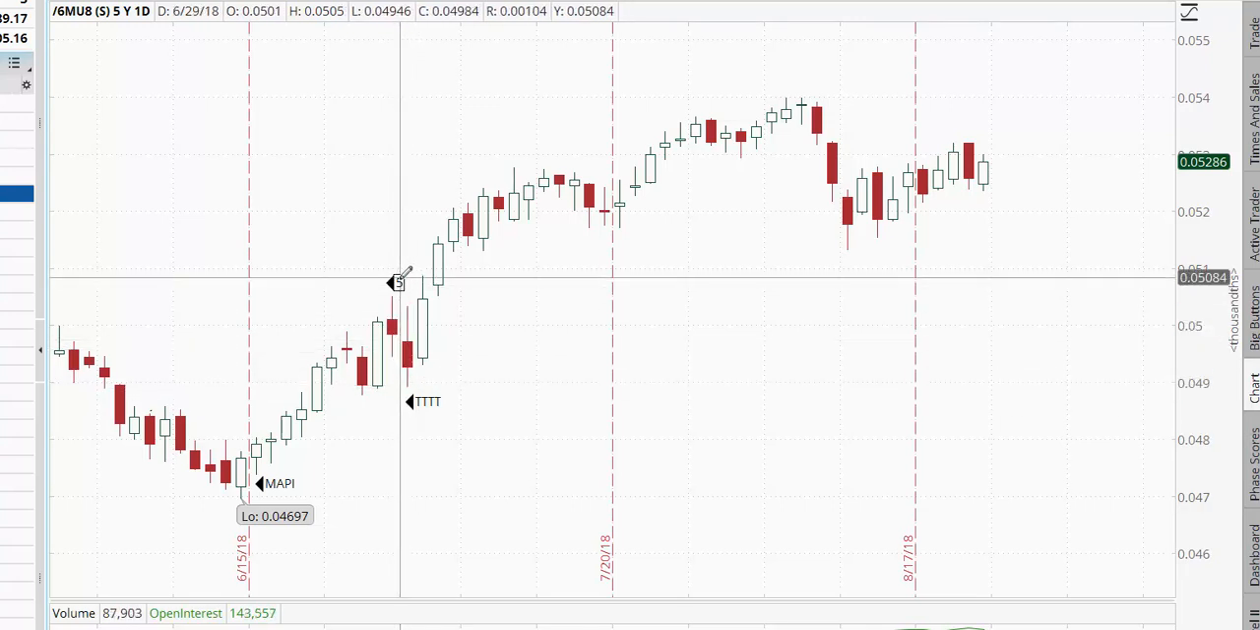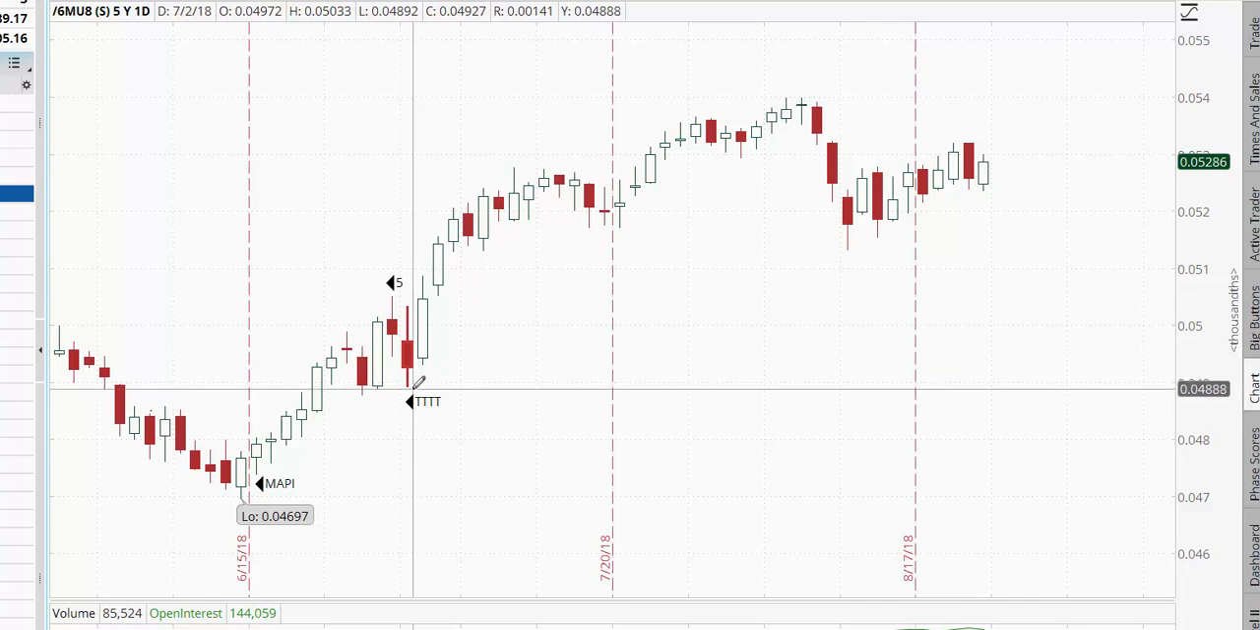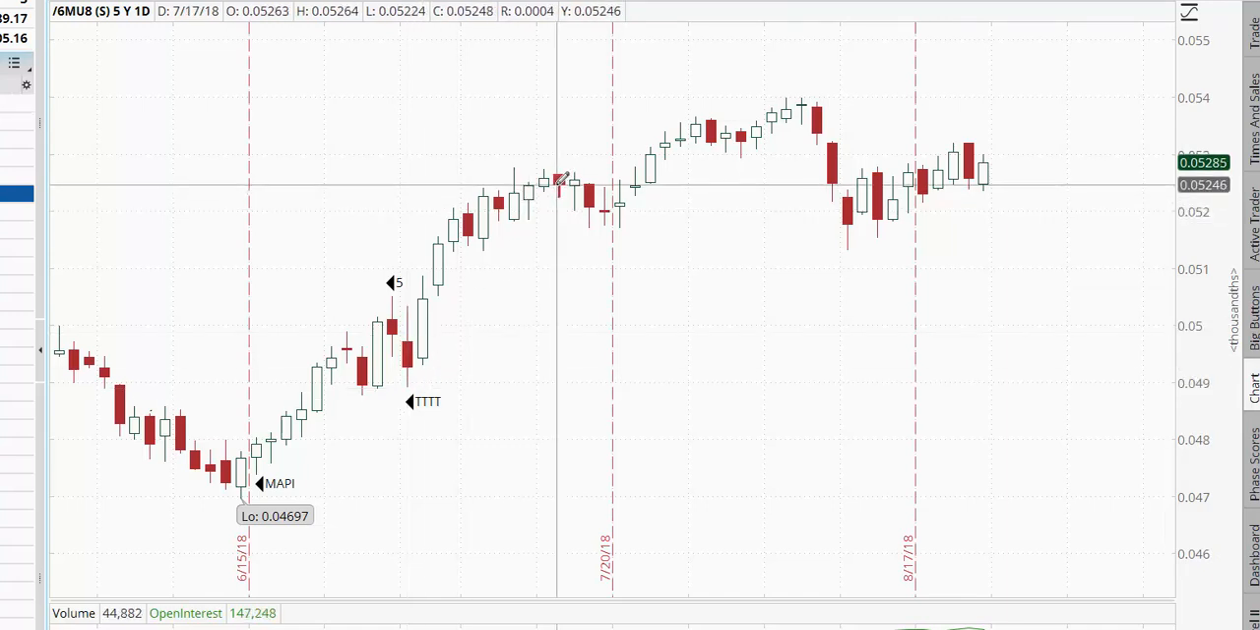So what happened was price came down, gave a buy signal using the cookie cutter textbook stuff, and then up she went. Okay, that's Part 1.